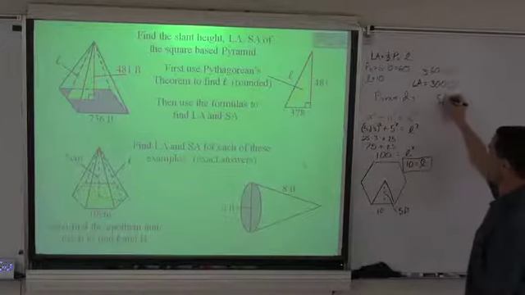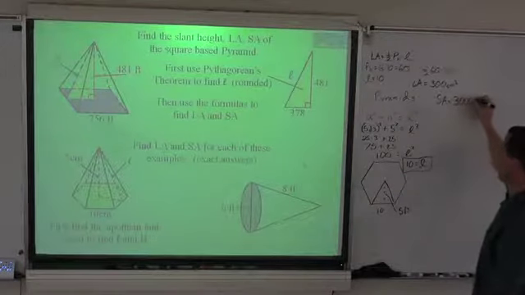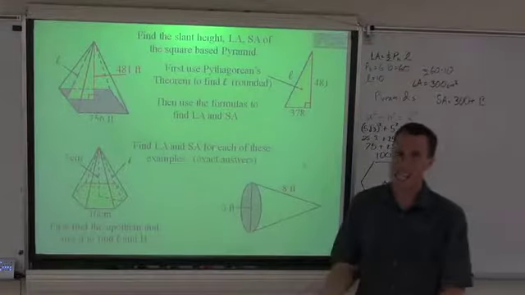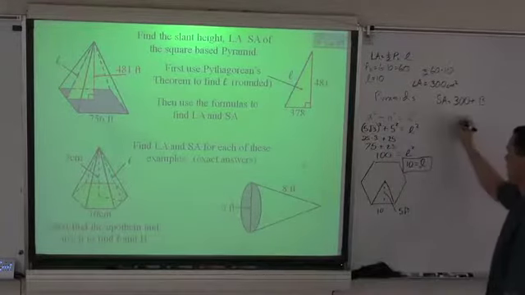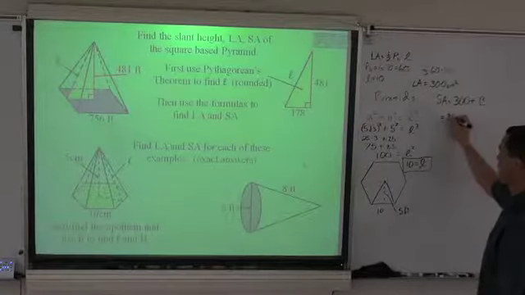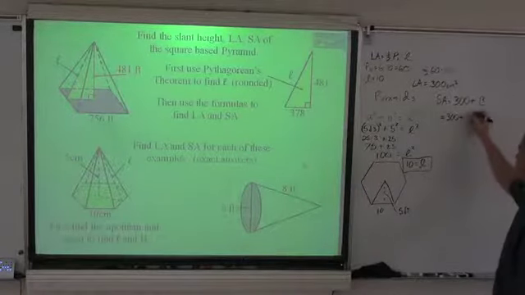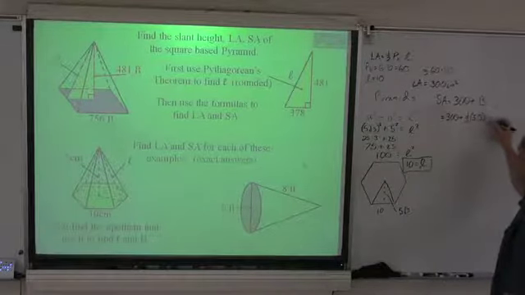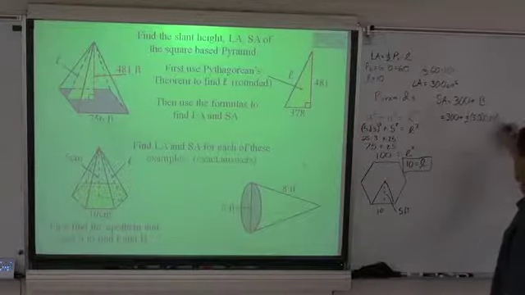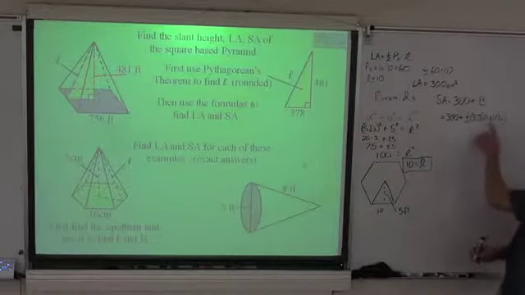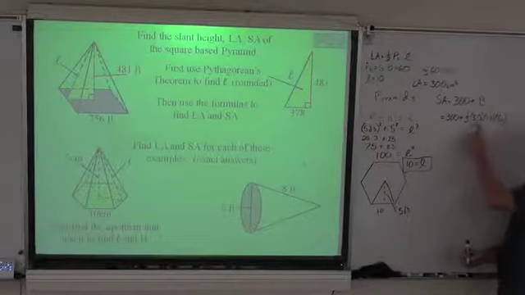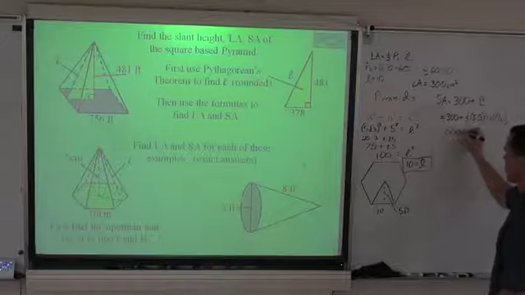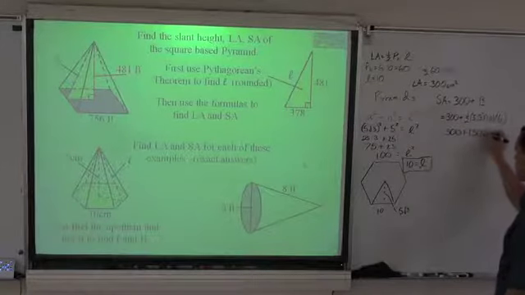Our surface area is now that LA, 300, plus the area of that hexagon. Now this was on the last test. How do you find the area of the hexagon? So let's put together 300 plus 1/2 apothem times the side 10 times the number of sides. Okay, so we have 10 times 6 is 60. 60 times 5 is 300. Half of 300 is 150. So 300 plus 150 rad 3.